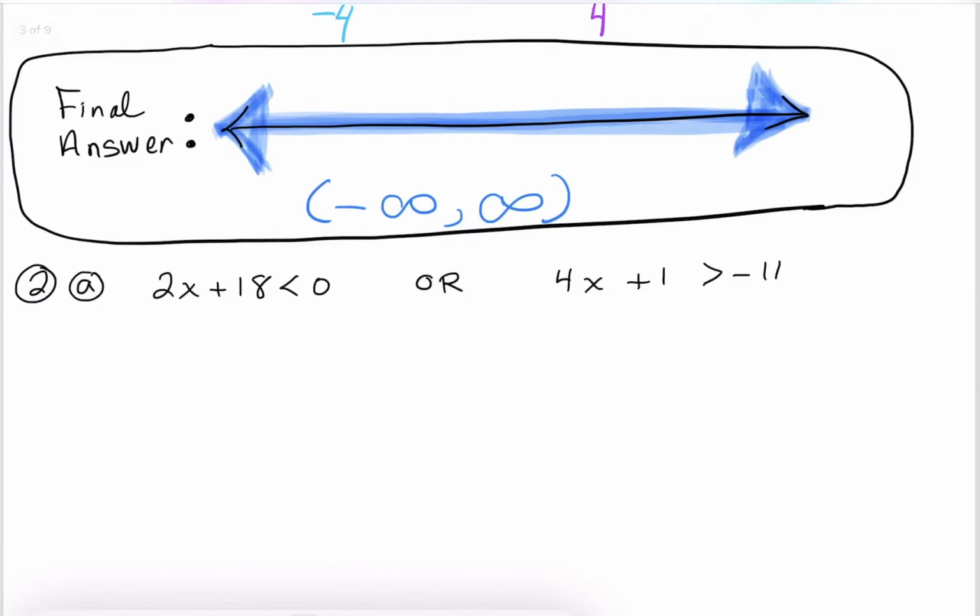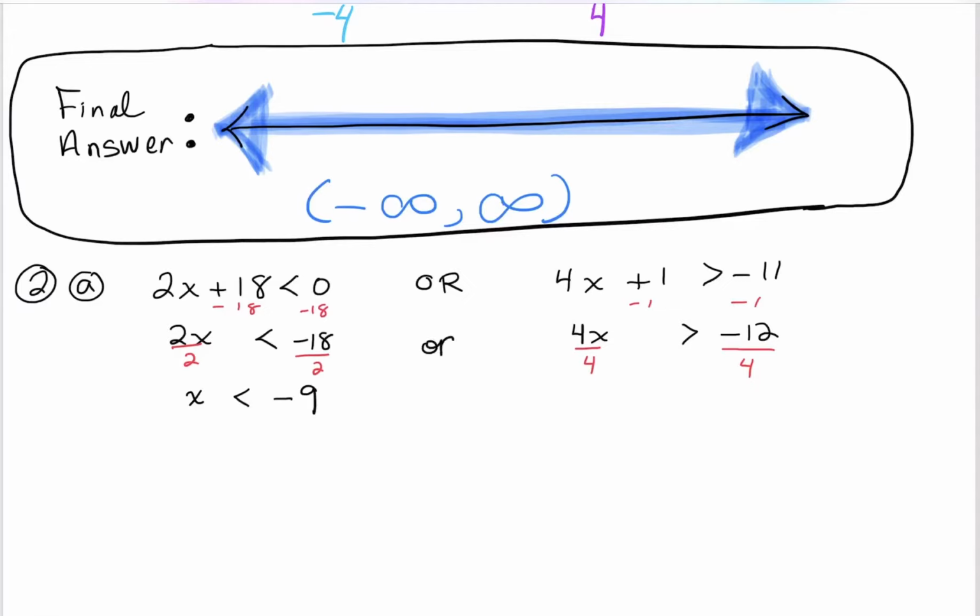Alrighty, so let's jump in, and we just need to do a little bit of solving of these linear inequalities. In the first one, we start by subtracting 18, so 2x is less than negative 18. In the second one, we subtract 1, so 4x is greater than negative 12. Remember, you don't reverse your inequality for subtraction, and you don't reverse it for division unless it's division by a negative, and we don't have that here. So everything just stays lined up. We divide by 2 in the first one, we get x is less than negative 9, or in the second one, dividing by 4, x is greater than negative 3.